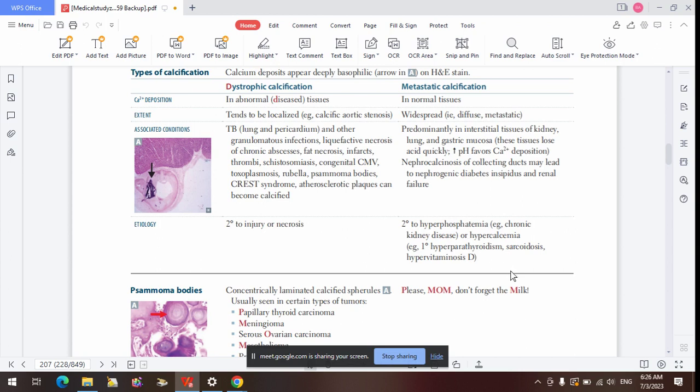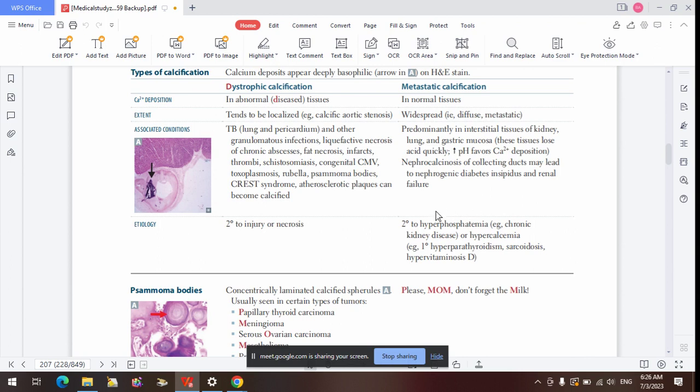The last is sarcoidosis. We say sarcoidosis elevates the level of one enzyme, which is 1 alpha hydroxylase. 1 alpha hydroxylase is involved in the pathway to produce vitamin D. So when vitamin D is elevated, it can cause hypercalcemia.